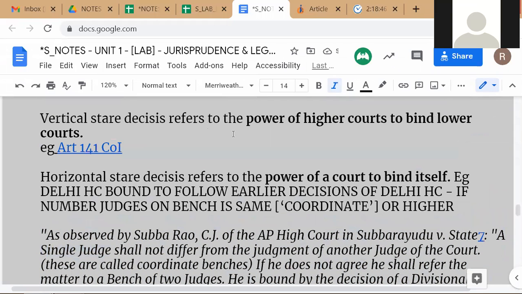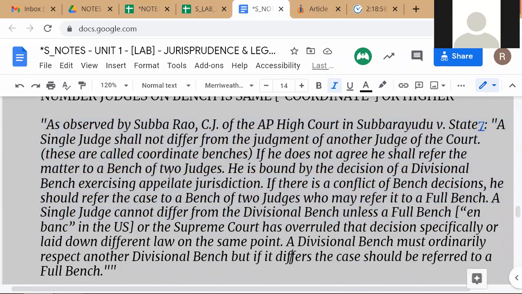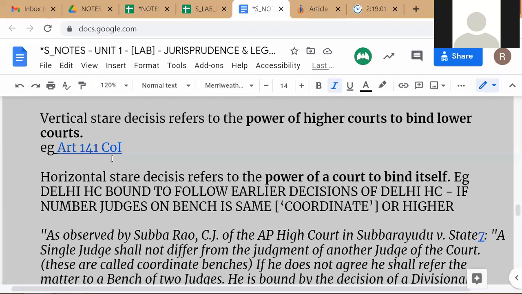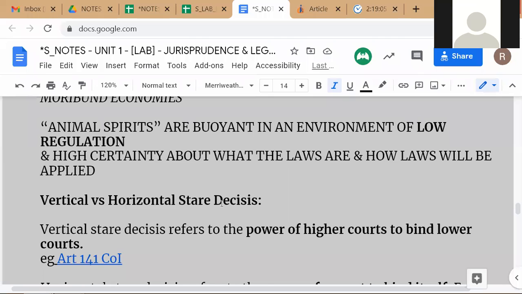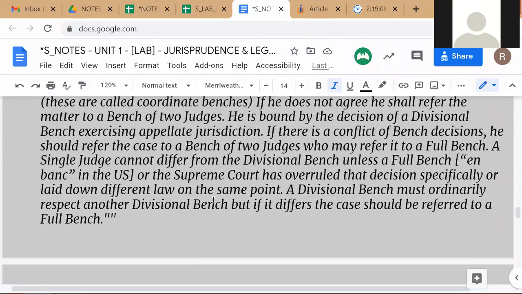Generally the court will also try to be consistent with its own decisions. You don't want the Delhi High Court to keep jumping here and there on the same issue. So you want them to be consistent with their own decisions. This is what is called horizontal stare decisis. So, vertical and horizontal stare decisis. That's your second point.